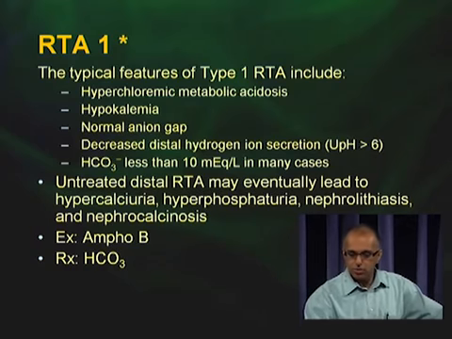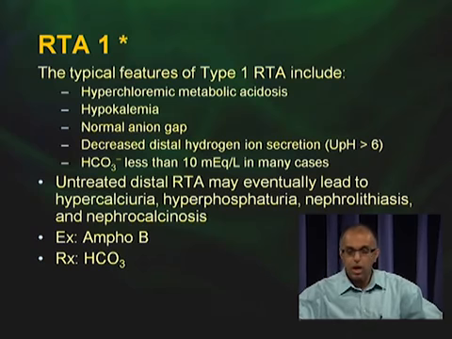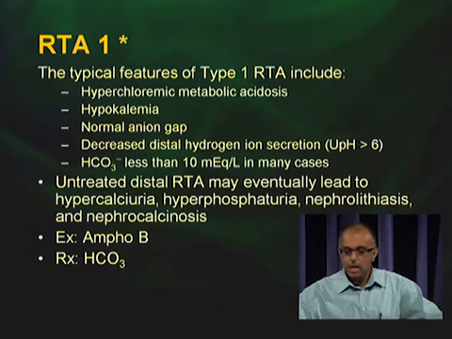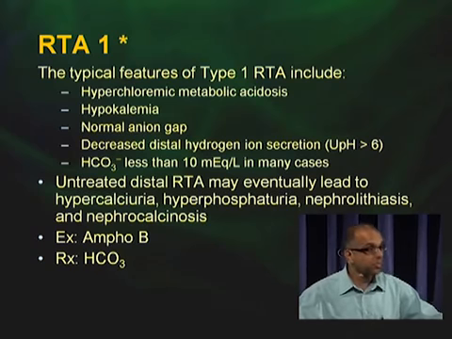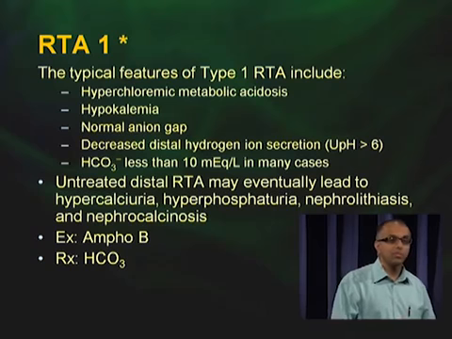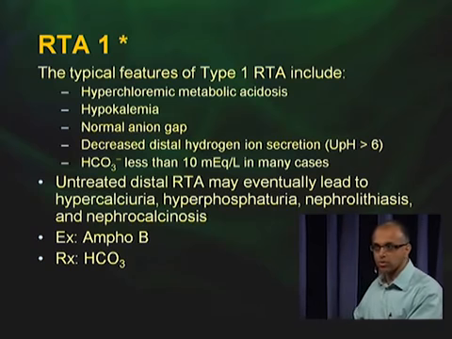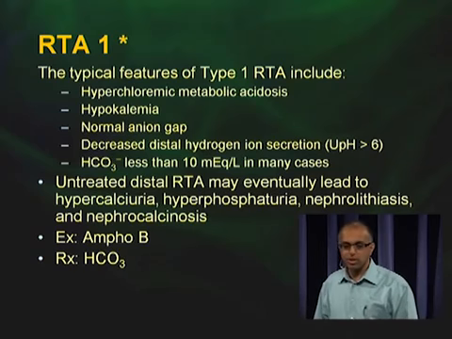And the major features of distal RTA are a hyperchloremic metabolic acidosis, true of all RTAs, hypokalemia, a normal anion gap, true of all RTAs, the inability to acidify the urine. So a urine pH that you can't get low means you can't acidify the urine, meaning that there's something wrong in the distal tubule. Tip off to RTA, type 1 RTA.